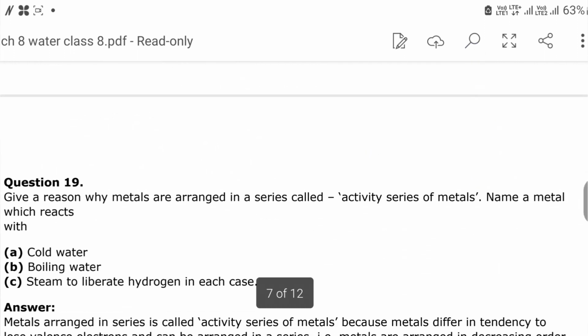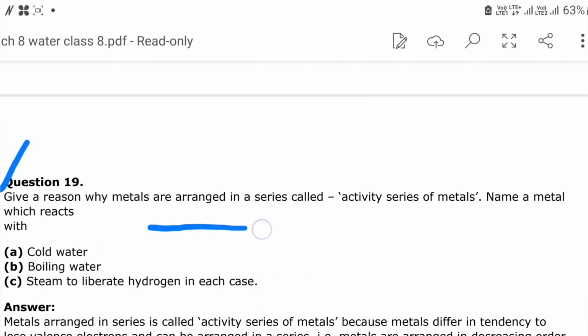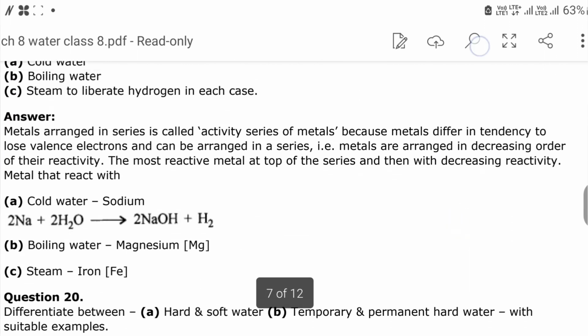Next question is question number 19. Give a reason why metals are arranged in a series, the activity series of metals. Name a metal which reacts with cold water, boiled water and steam to liberate hydrogen in each case. Beta, as I have already explained to you, the reactivity series is the arrangement of different metals.